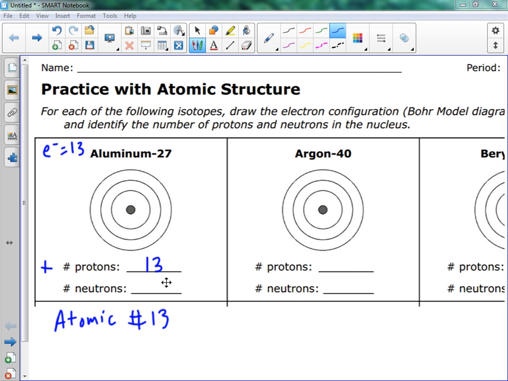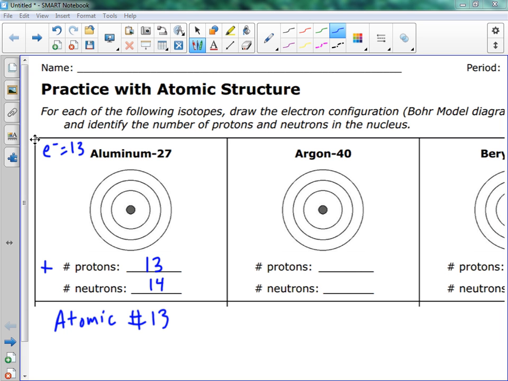For neutrons, again, the 27 is the mass number, so I need a grand total of 27 particles in the nucleus. That means my only option here is to have 14 neutrons, because 14 plus 13 is 27. And they're not really shown in this diagram. The nucleus is just shown as a gray circle, a gray sphere, but we know that those protons are located there, and the neutrons as well.